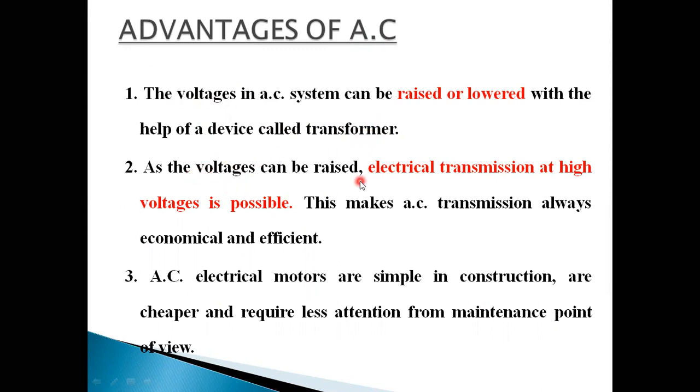As the voltages can be raised, electrical transmission at high voltages is possible for the transmission lines. In those transmission lines, we observe if the voltage is higher, there is some reduction in the current. And obviously, the I square R losses are also low. Finally, from the efficiency point of view, it increases, and from the economical point of view also, it becomes cheaper. That's why AC electrical motors are simple in construction, cheaper, and require less attention from the maintenance point of view. These are the different advantages of alternating current.